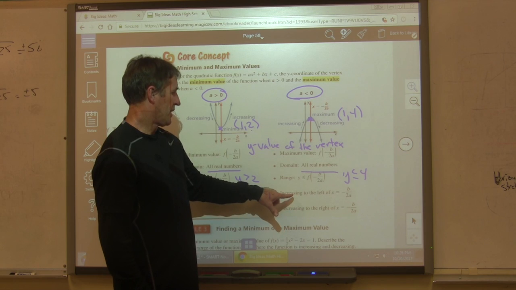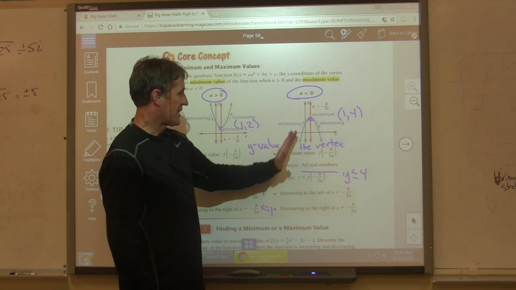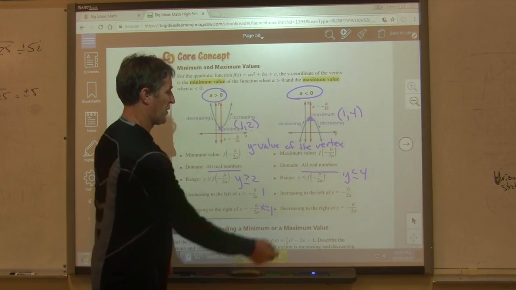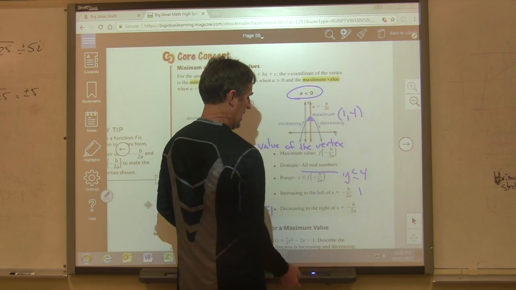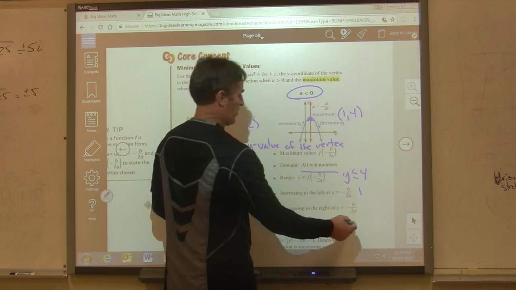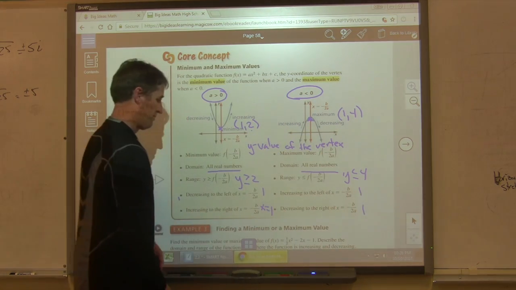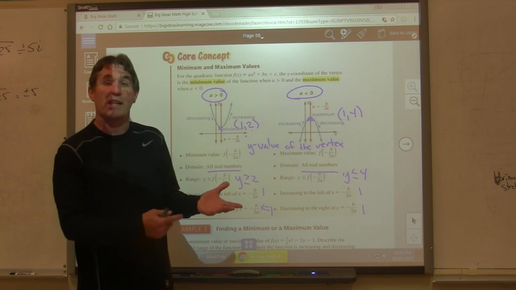When we do this one where it opens down, it's increasing as it comes to the vertex. So we're going to say it's increasing to the left of 1. And it's decreasing once it gets past 1. So to the right of 1. So that's what you're going to be doing on the last assignment.